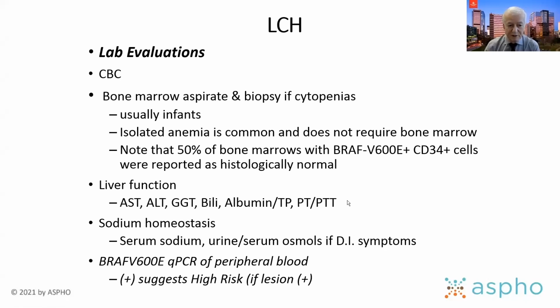Liver functions that we're going to look for are obviously elevation of the enzymes, elevation of bilirubin, as well as synthetic function. You'll evaluate for sodium homeostasis and urine osmolality for those patients with polyuria and polydipsia. And it's important to look for involvement of the peripheral blood with the BRAF mutated cells circulating, because that is oftentimes indicative of the patient who has the high-risk disease.